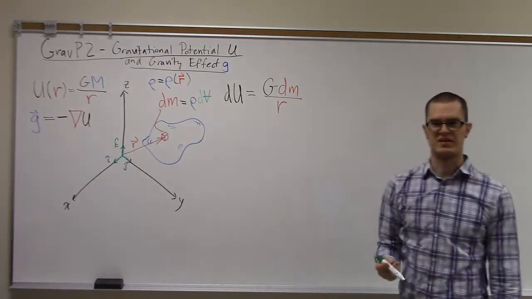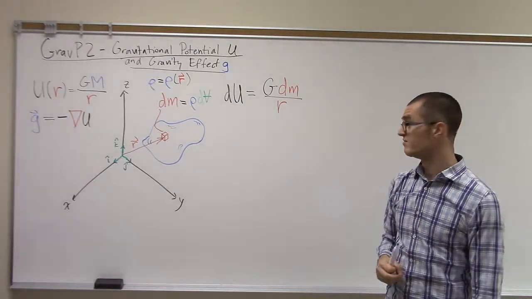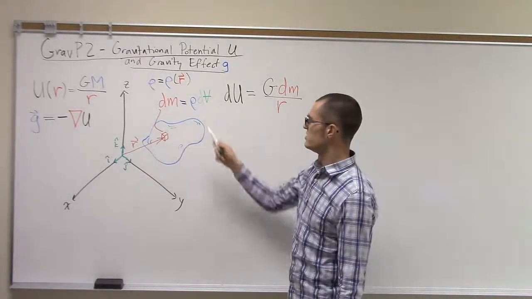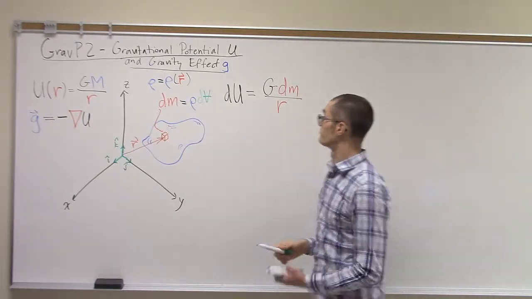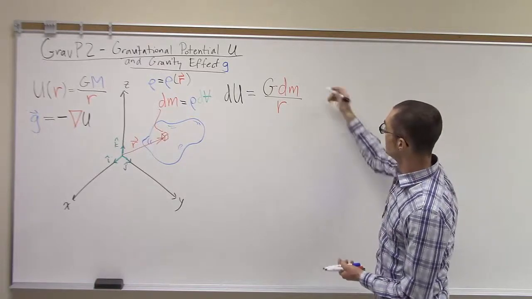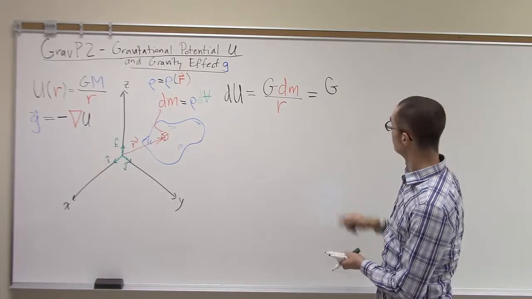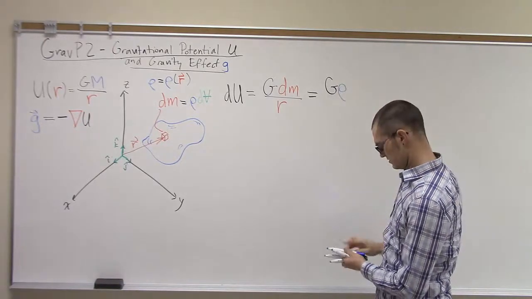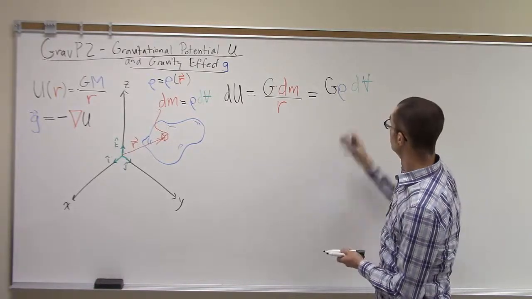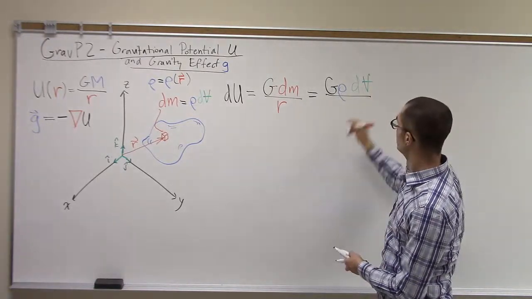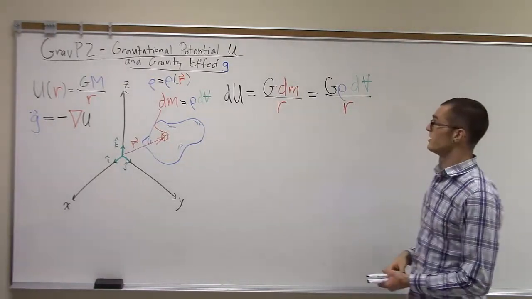We would have seen something like this in a previous video on the divergence theorem when we looked at an infinitesimal cube. So this small piece has a volume of dV, and its mass is density times its volume. So we can rewrite this as G times rho dV over r. Now we have an integral that we can actually evaluate.